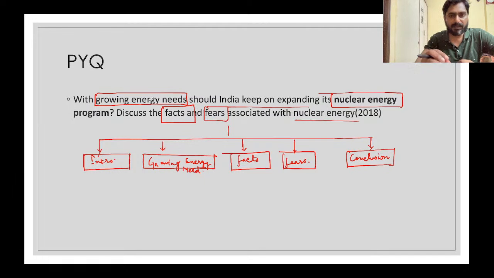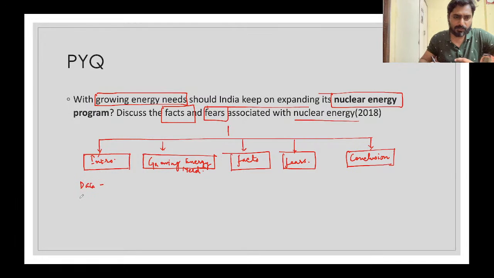You can begin in this way, or you can give an argument or data with respect to nuclear energy in India: at present, out of all the electricity that India produces, around 2% is contributed by nuclear energy. So you can use this data, or you can use some other data.